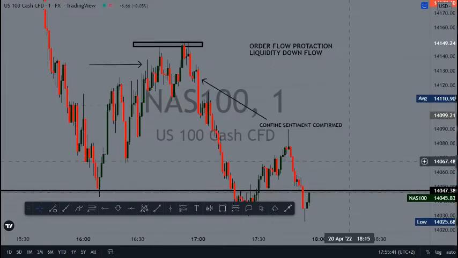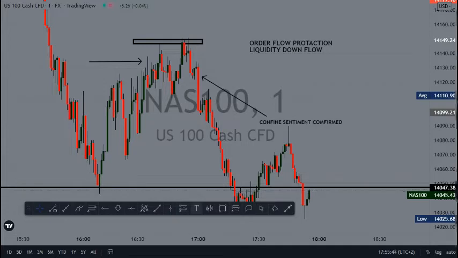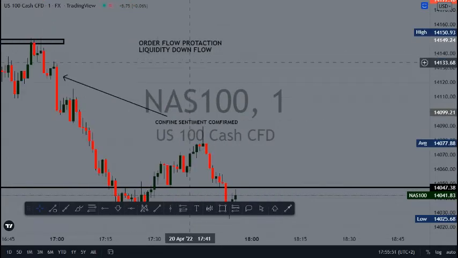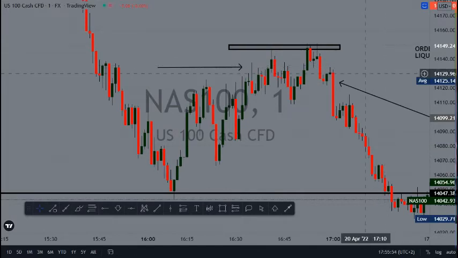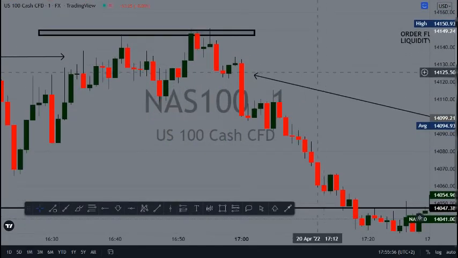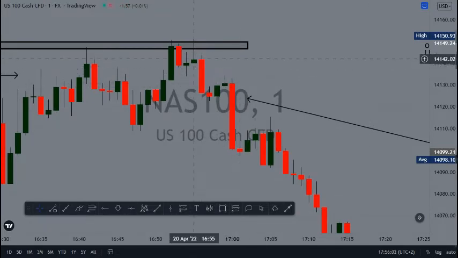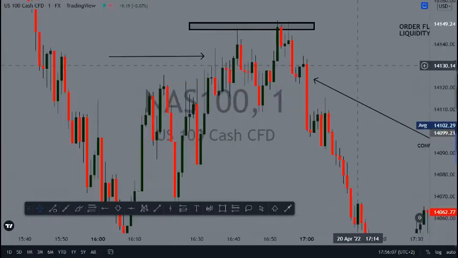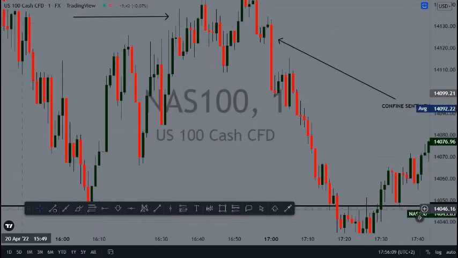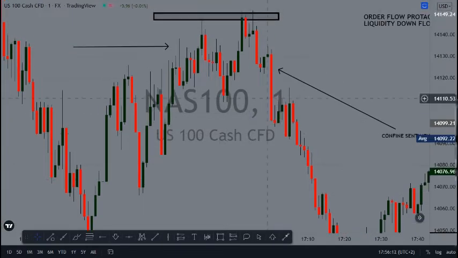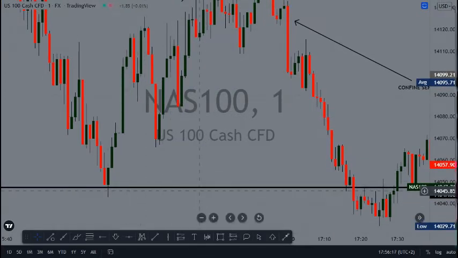Then I took another entry here, just after this candle. It is a very good candle. I took an entry right here at this candle. This was the candle which I took. It's like a hammer. So I took my entry there, and then my stop loss was just right here, and my take profit was at this area.